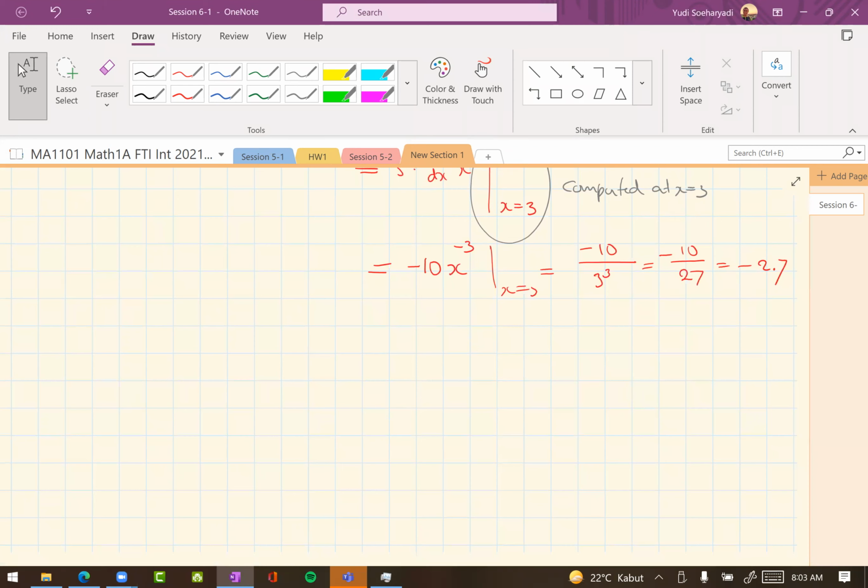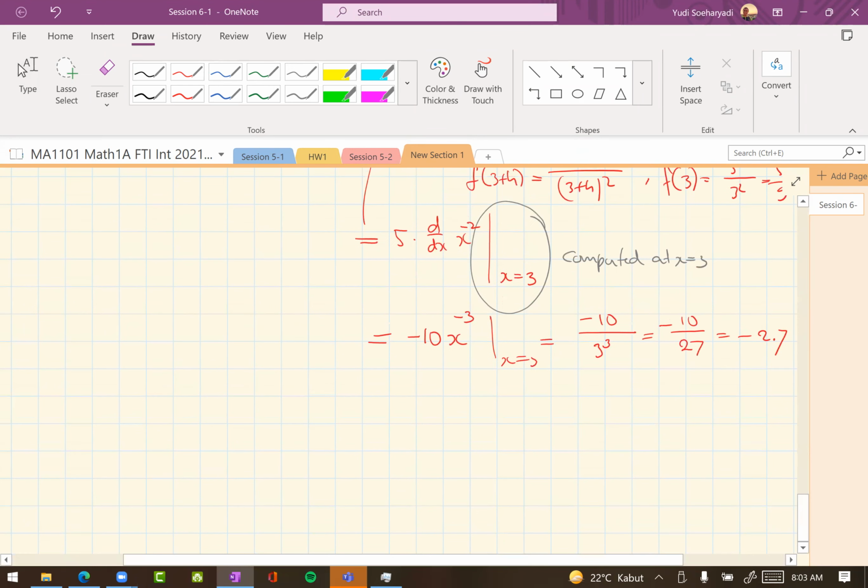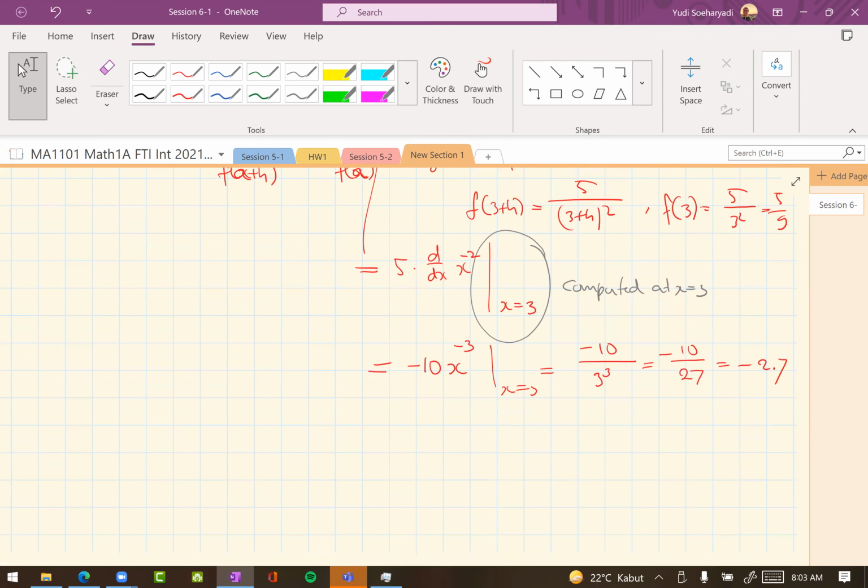Let's continue to one with what we call the chain rule. Sir, I have a question over there. Sure. It's minus 10 divided by 27, but why is the result minus 2.7? Oh, sorry. It's supposed to be minus 37 divided by 10. Yep, right. Okay, just checking. Just leave it like that.